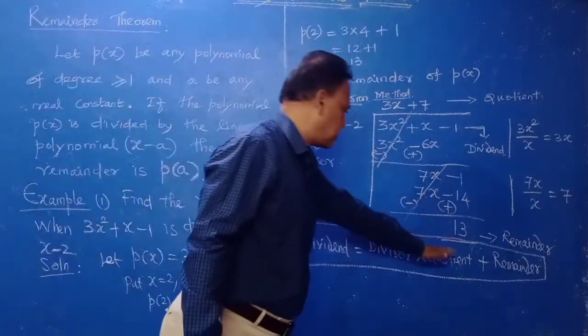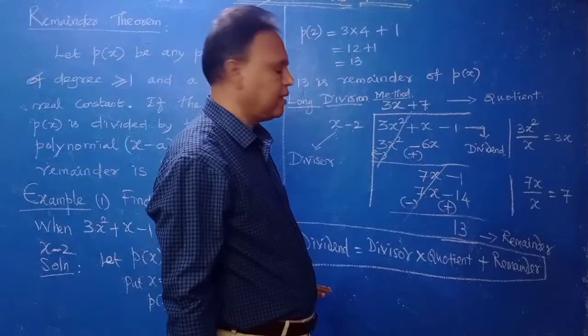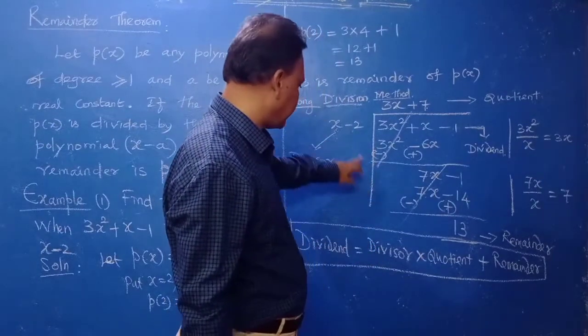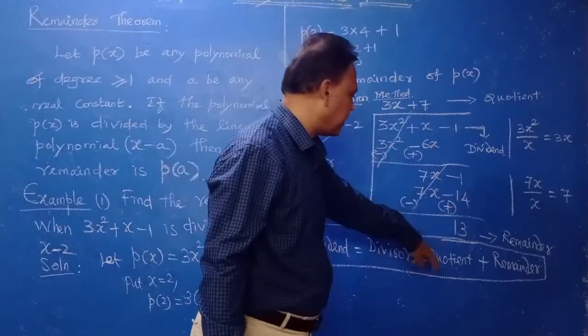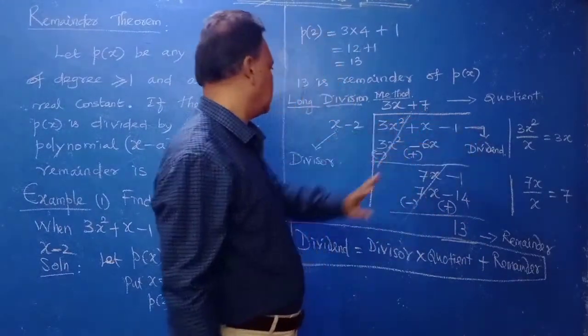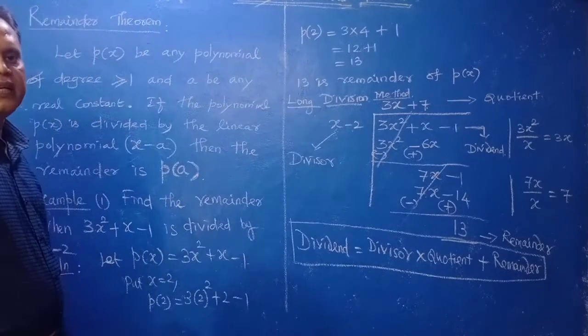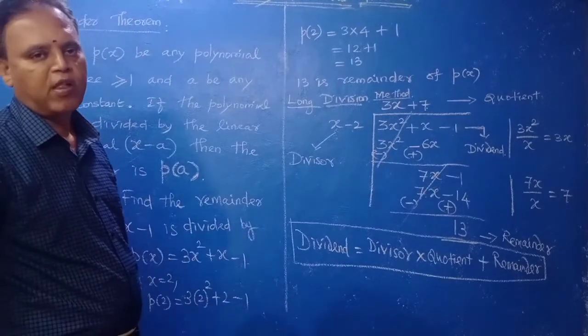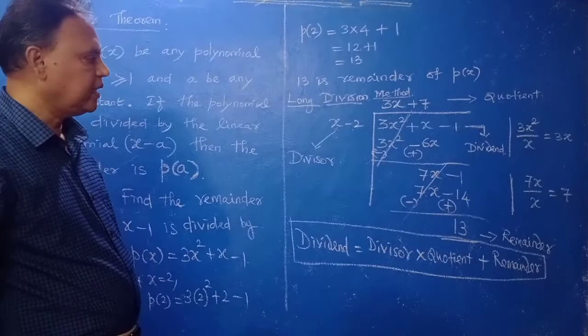First you take the right hand side and find it. Clear? The divisor is x minus 2, into the quotient. Multiply, then add the remainder, and you will correctly get the dividend. Clear? You can verify also. Understand? Clear?